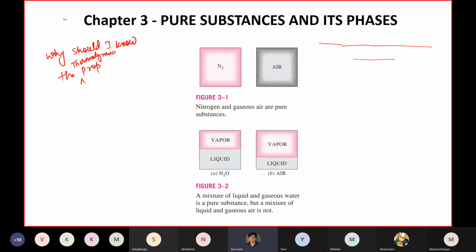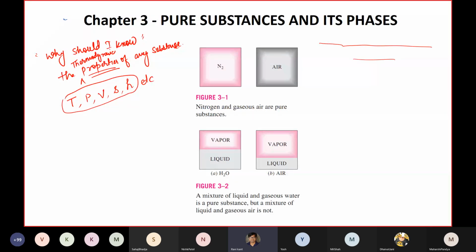And a priori, what are these properties actually? What properties are we interested in? The properties we are interested in thermodynamics are usually temperature, pressure, specific volume or total volume, entropy, enthalpy, etc. These are the major properties we are interested to know. And why should I know these properties? That should be our first question.